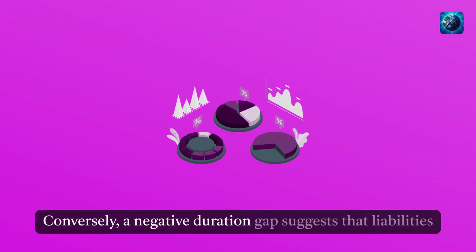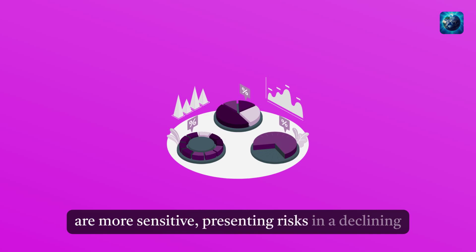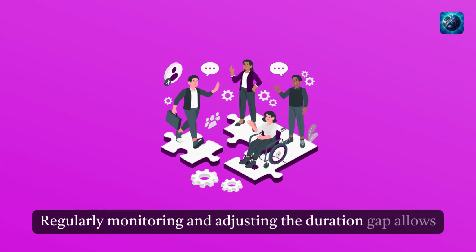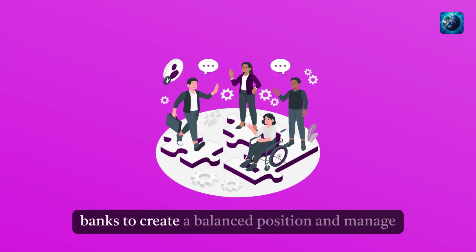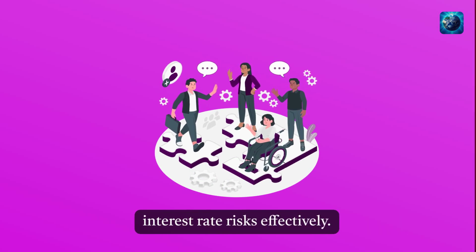Conversely, a negative duration gap suggests that liabilities are more sensitive, presenting risks in a declining rate scenario. Regularly monitoring and adjusting the duration gap allows banks to create a balanced position and manage interest rate risks effectively.